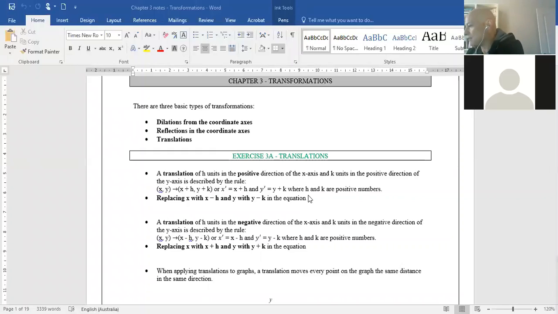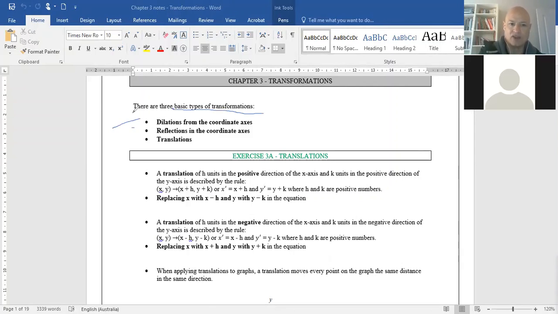First part is translations only, from memory. Something very important to remember: there are 3 basic types of transformations that we're looking at.